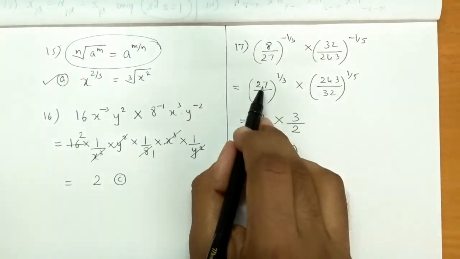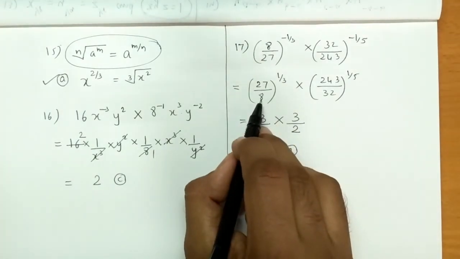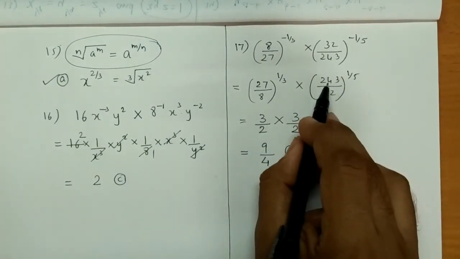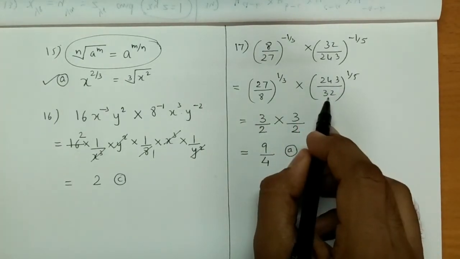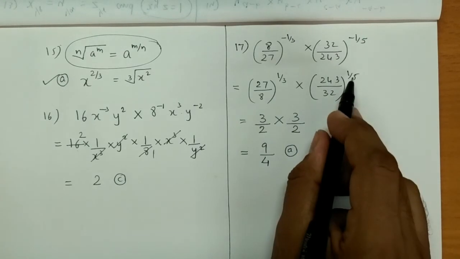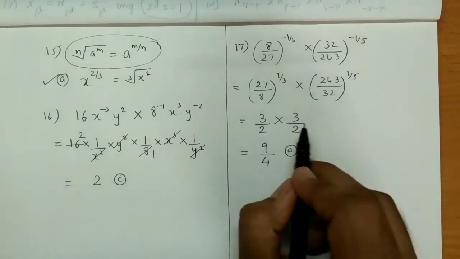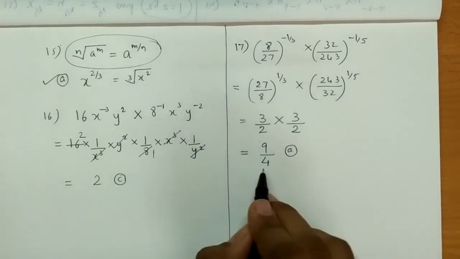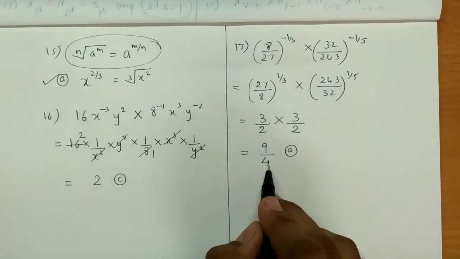So please remember this is 3 cube, this is 2 cube. तो अगर आप cube root लेते हैं so 3 by 2 आ जाएगा. This is 3 raised to 5 and this is 2 raised to 5. So if you take the fifth root, right, so you again will be left with 3 by 2, and 3 by 2 into 3 by 2 gives you 9 upon 4.